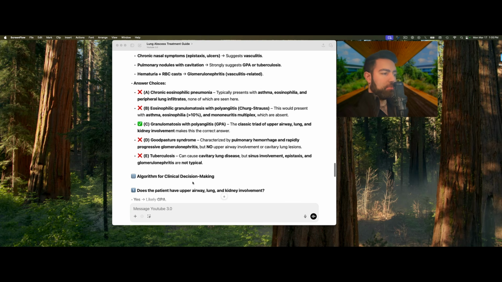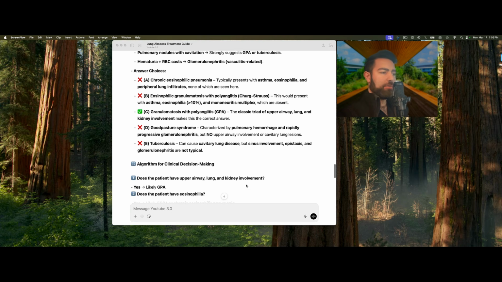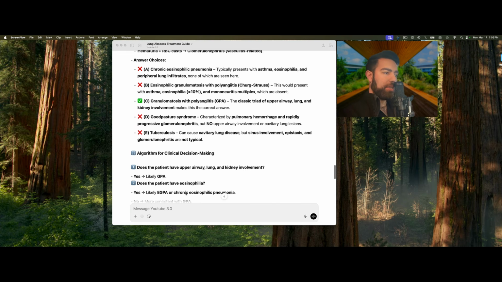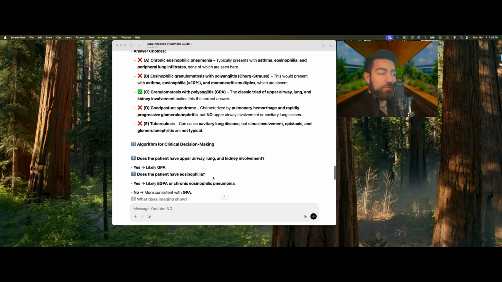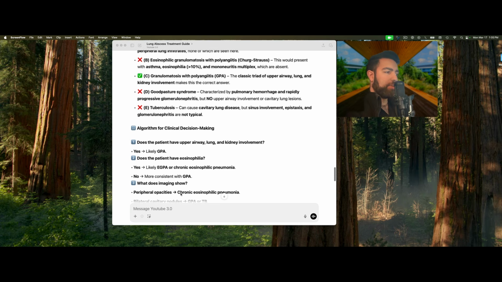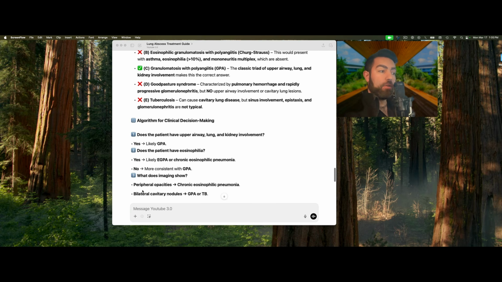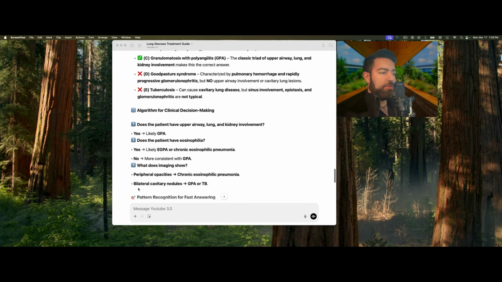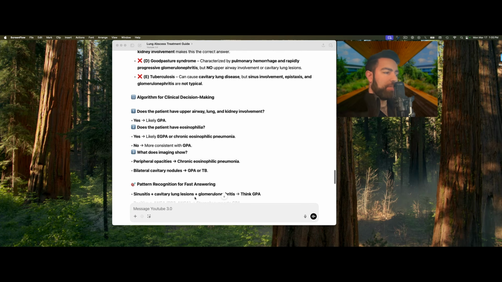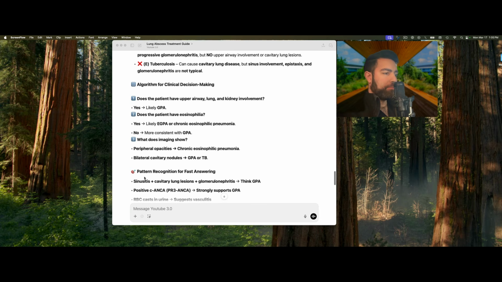So does this patient have upper airway, lung, kidney involvement? You should know that these three organs together are probably GPA. And does this patient have eosinophilia? Then you may think about more eosinophilic vascular diseases like EGPA, although CEP is only lung findings. And then what does the imaging show? Are there peripheral opacities? In chronic eosinophilic pneumonia, you would have that. Again, if you didn't have the other system involvement, you would think about this. If you have bilateral cavitary nodules, it's most commonly GPA, even more than TB in this case.